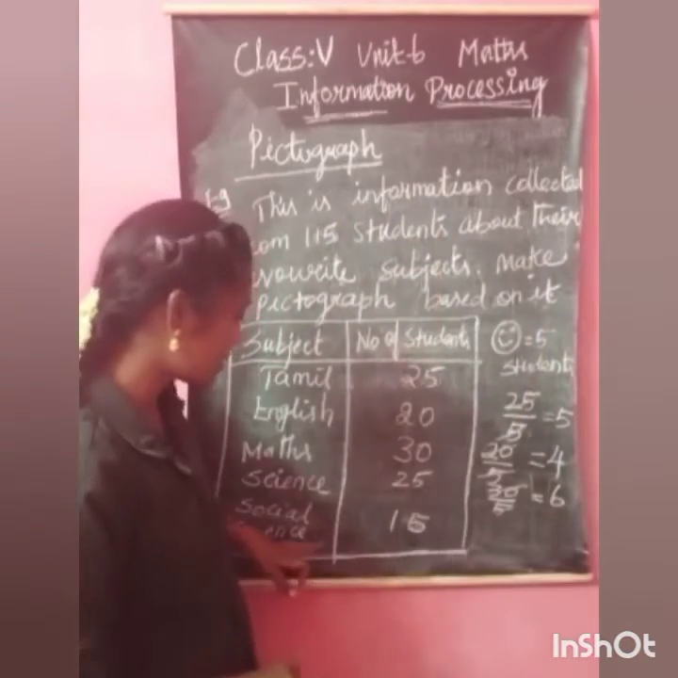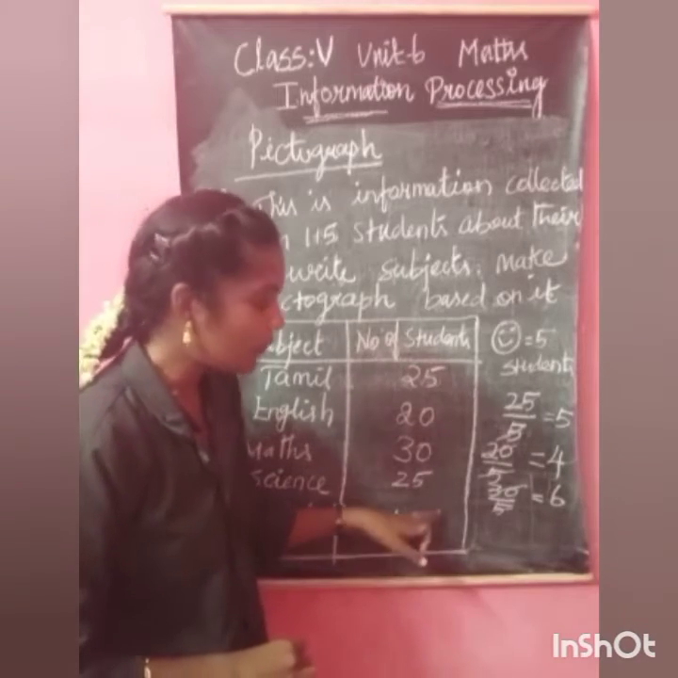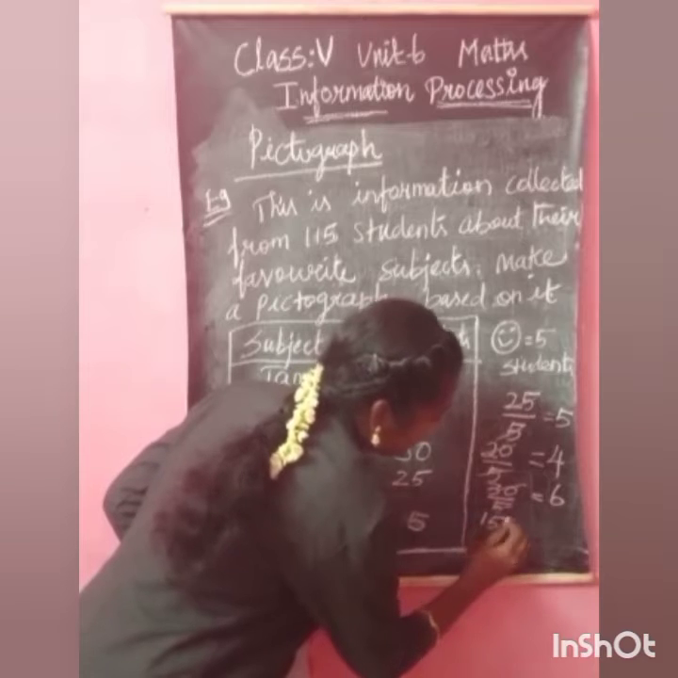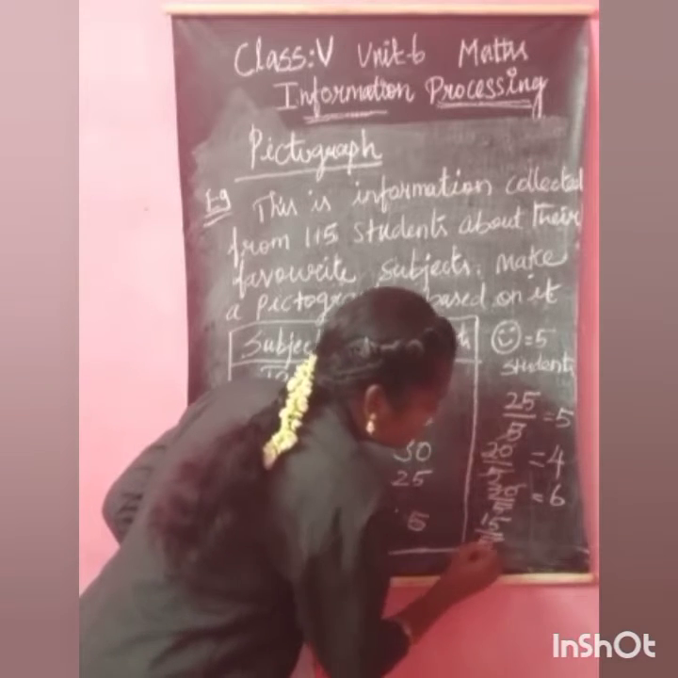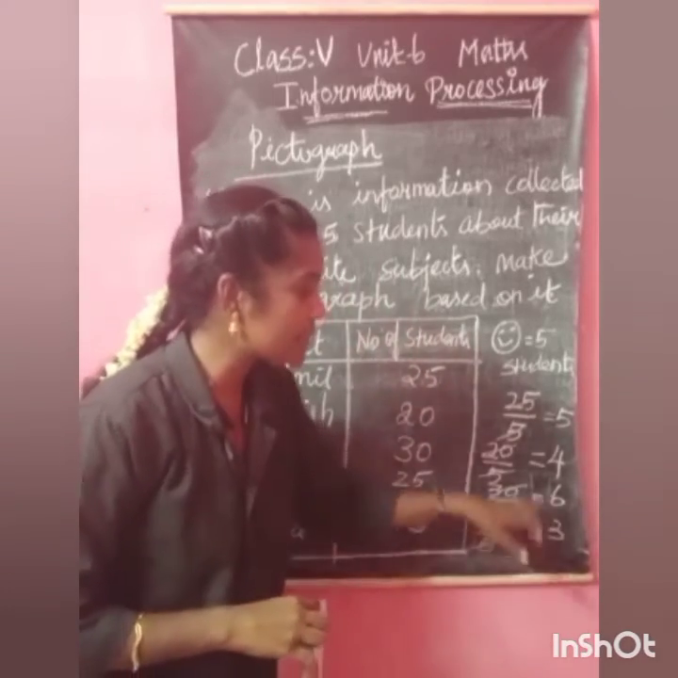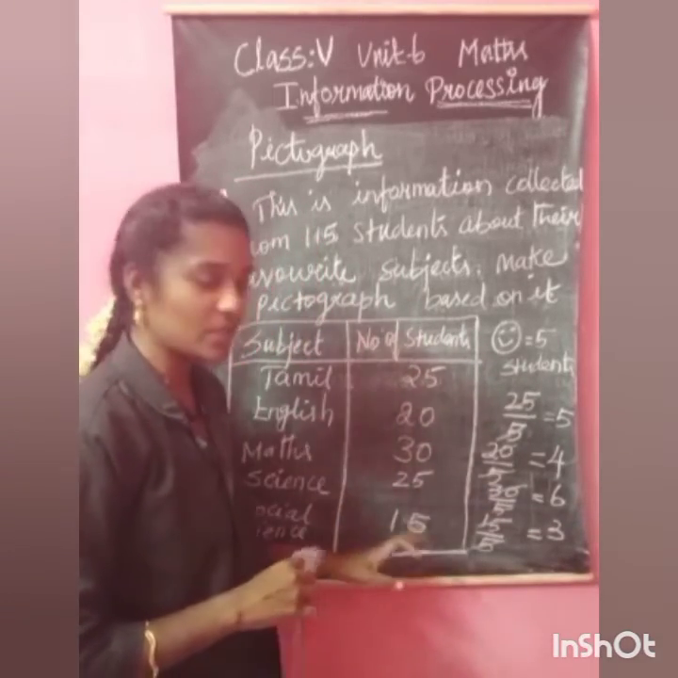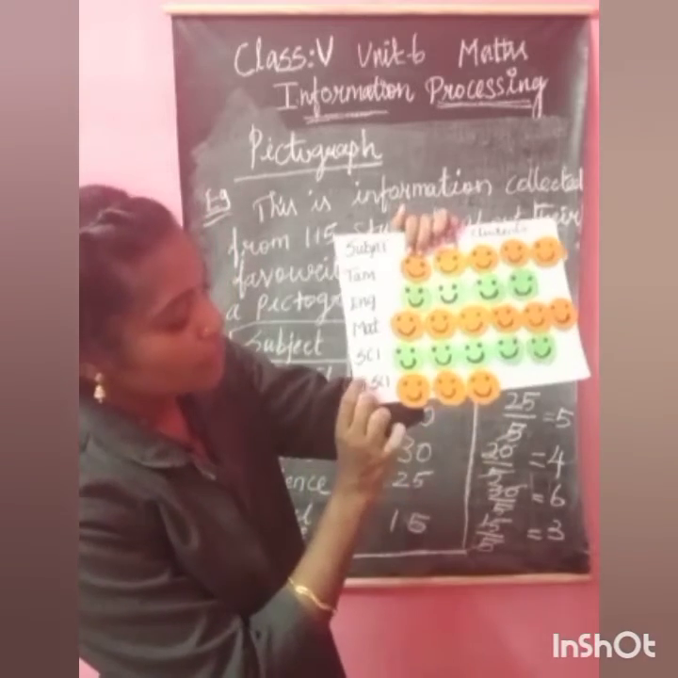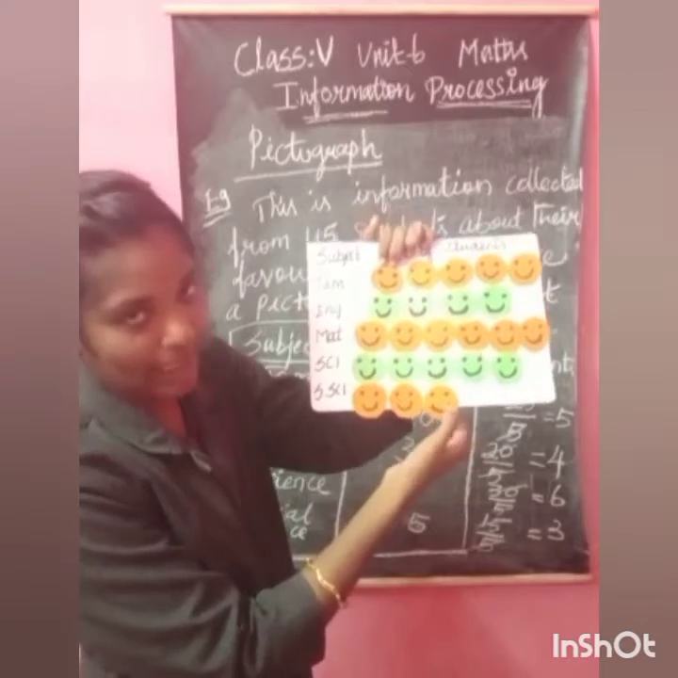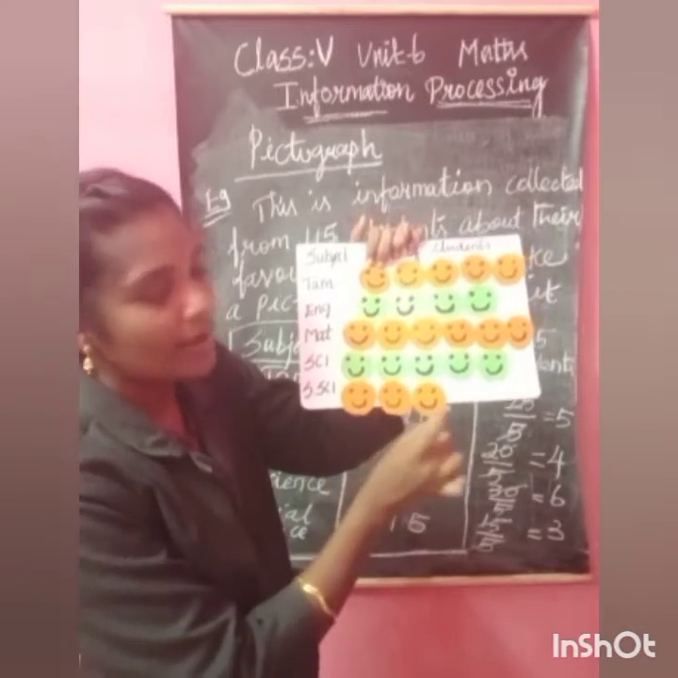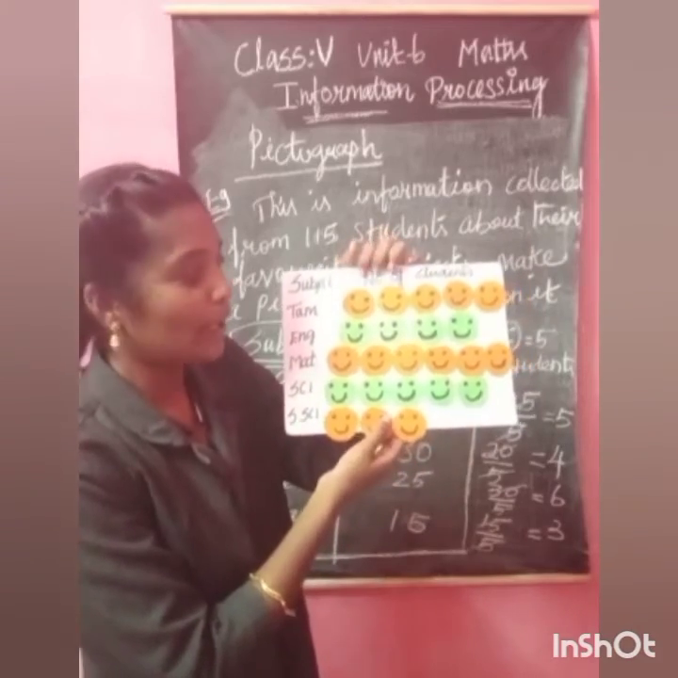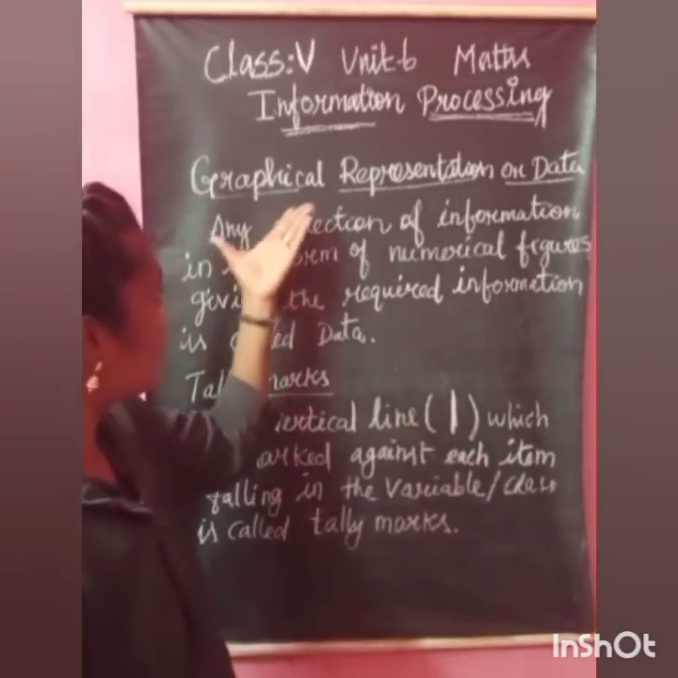Next, social science. Social science is given 15 students. So 15 divided by 5 is what? So 3. So 3 smileys want to draw social science. See the children, social science, so 1, 2, 3. So 3 smileys want to draw. This is a pictograph.